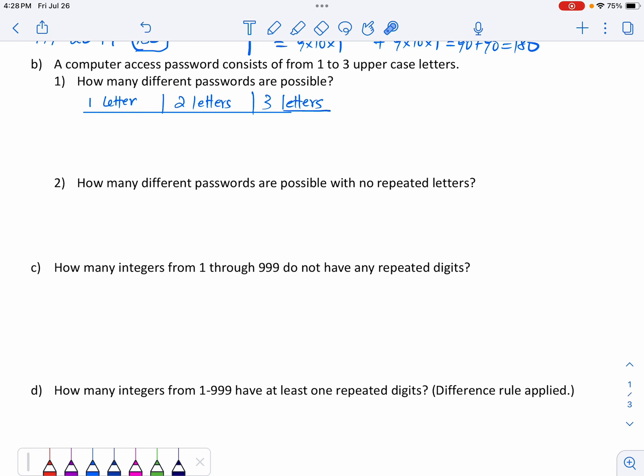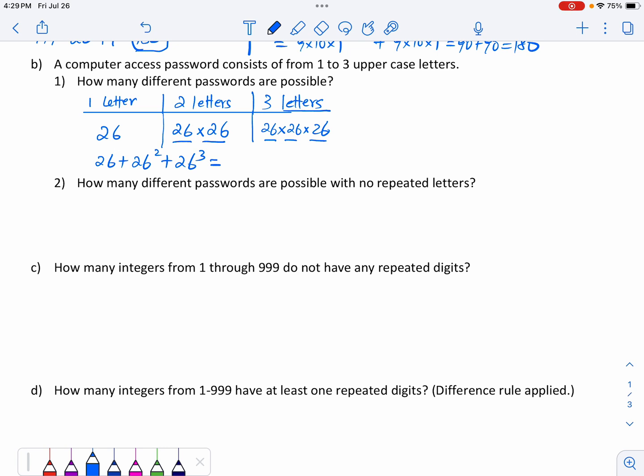So for one letter, we have only 26 letters, so there are 26 possible passwords. For 2 letters, we did not mention whether repetition is allowed or not, so we allow repetition, right? There's no restriction. So there are 26 letters to choose from for the first position, and similarly 26 ways to fill in the second position. So 26 times 26. And for 3 letters, there are 26 ways to fill in the first, second, and third. So the total will be 26 plus 26 squared plus 26 cubed.